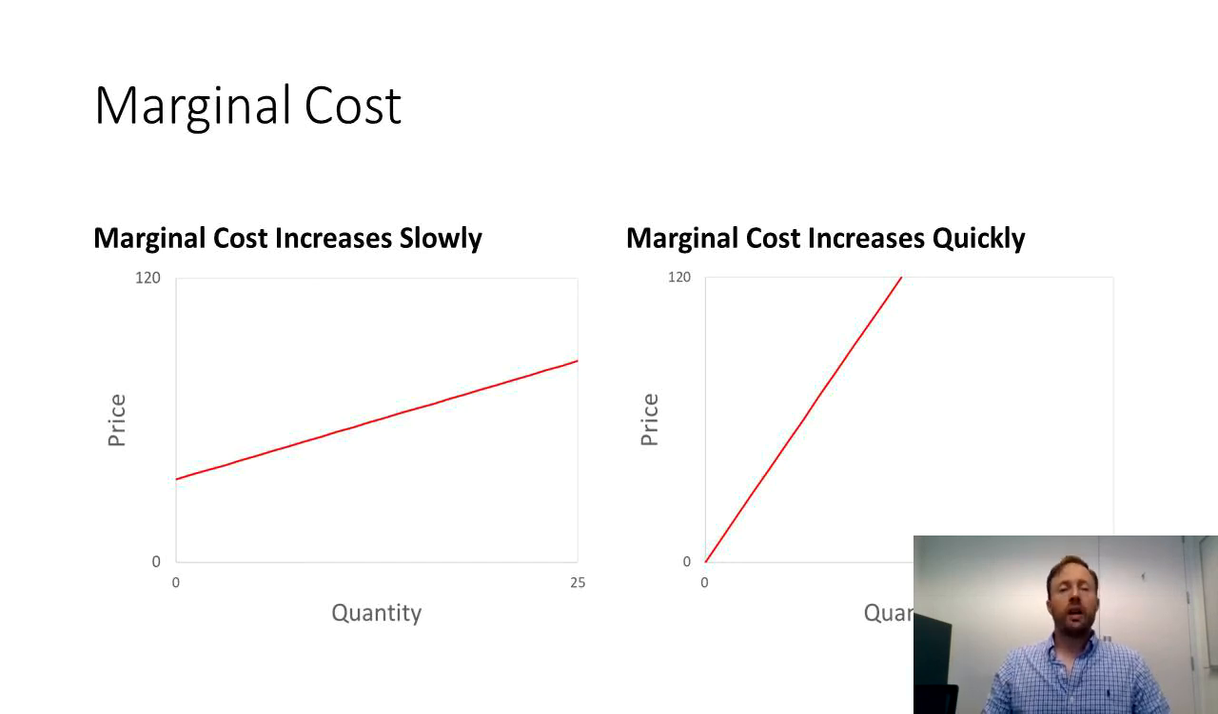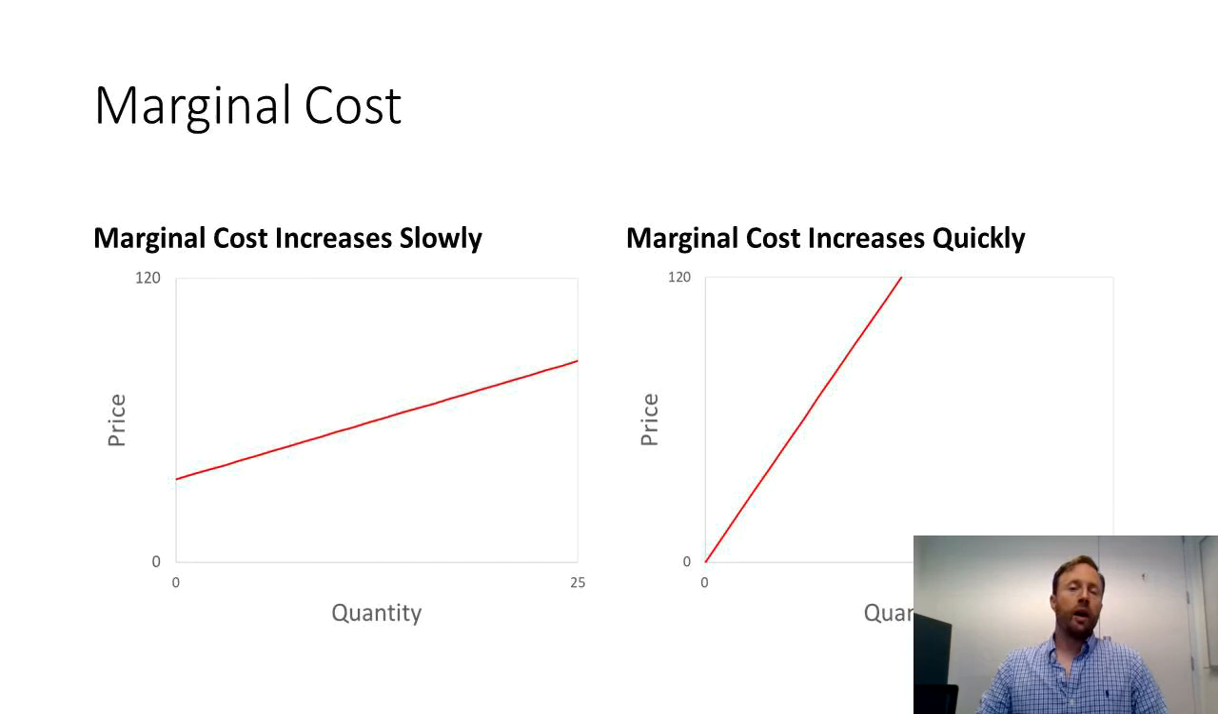Okay, so an example of a good where the marginal cost increases rather slowly might be some product like toothpaste, where all of the inputs are relatively cheap to purchase, and if you want to get an extra 5%, 10% of toothpaste produced, you just buy those extra inputs and you crank up the factory. Okay, the marginal cost isn't going to go up that quickly.